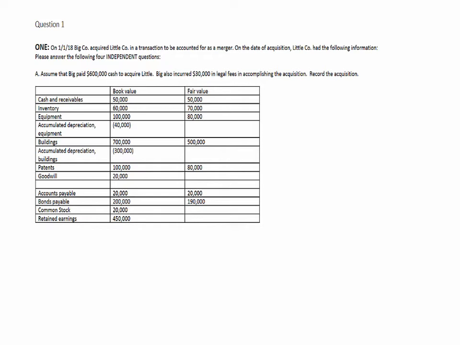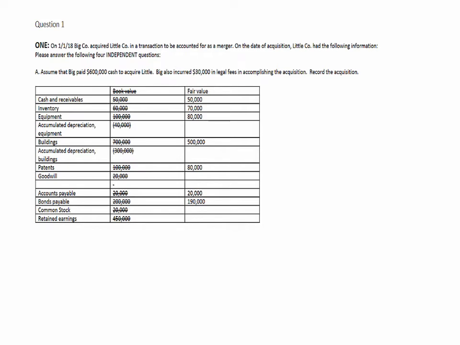They also incurred $30,000 in legal fees accomplishing this acquisition. Now, the first thing to remember is that the historical cost or book value to Little is completely and utterly irrelevant. Basically, Big Company is buying a bundle of used assets and assuming some liabilities, and when you buy a used asset, you're not concerned with its book value to the seller. What you're concerned with is the fair value of the asset that you acquired.